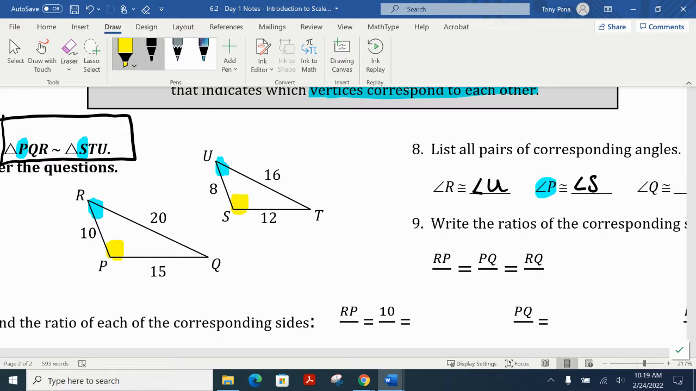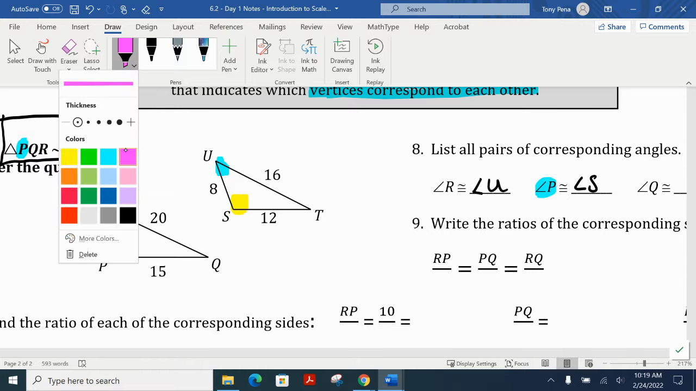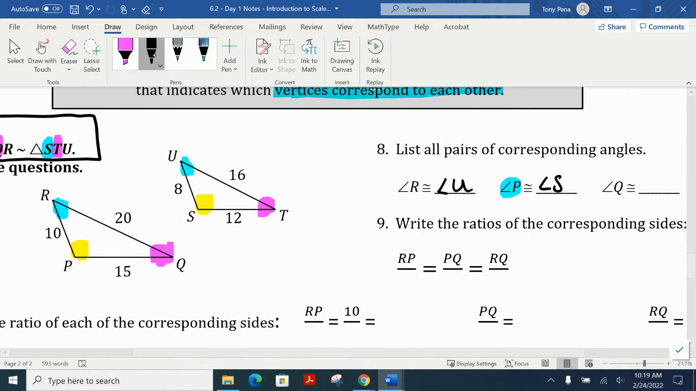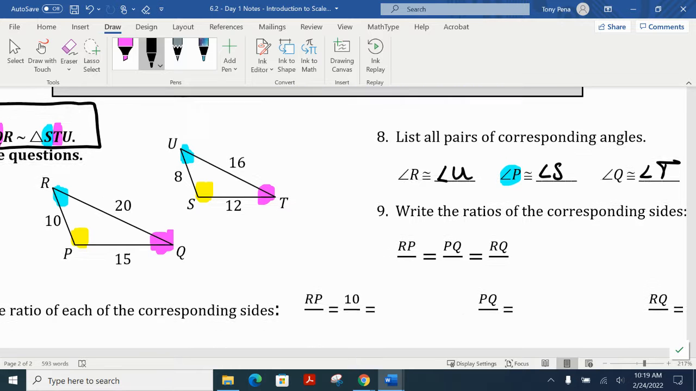And then the last one, if we did angle Q and T should correspond, well, look where they're located. Q was the second letter listed, T is the second letter listed, and that is because those correspond to each other graphically as well. So we would say angle Q corresponds to angle T. All right.